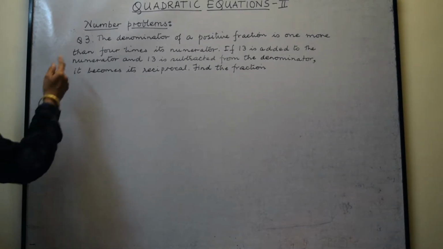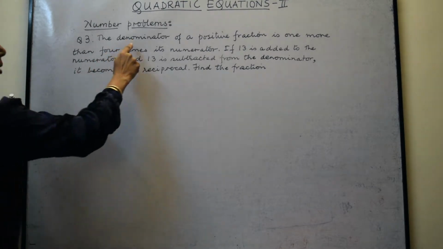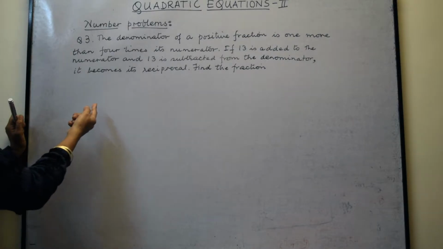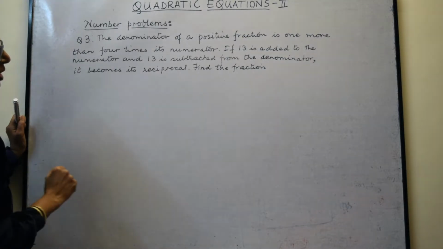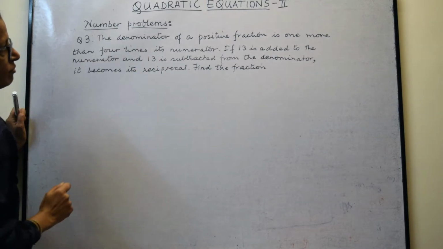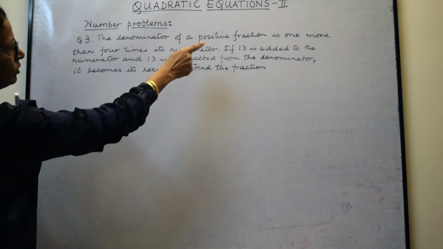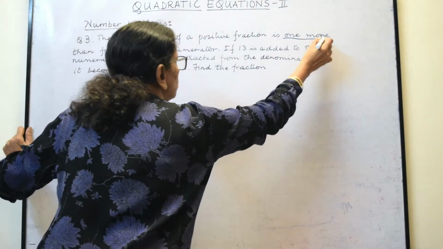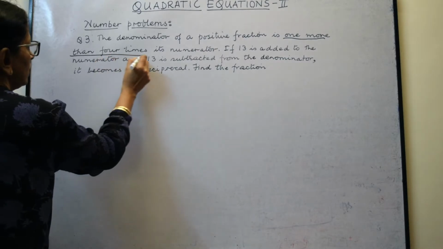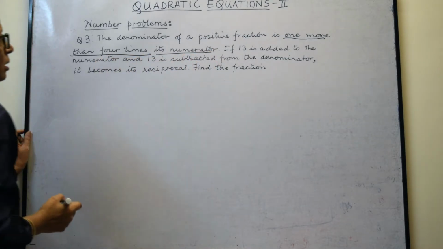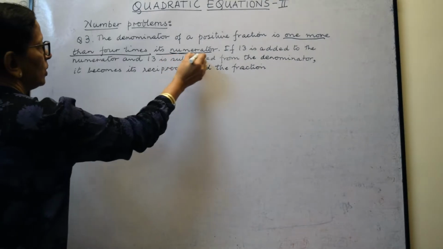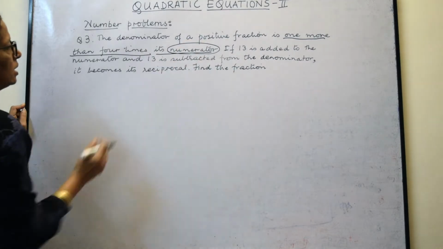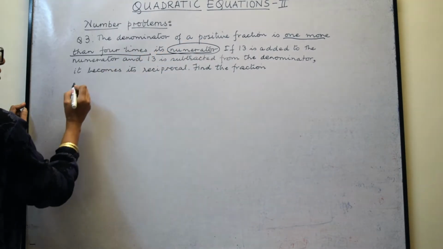Let us now look at question number 3. The denominator of a positive fraction. Now in question 2, we had a natural number and we made a reciprocal, so we got a fraction. Here we are given a positive fraction, and then the denominator of the positive fraction is described as 1 more than 4 times its numerator. So 4 times the numerator, which means now I should consider the numerator as x. So even before we read the next part, let us get the assumption straight.